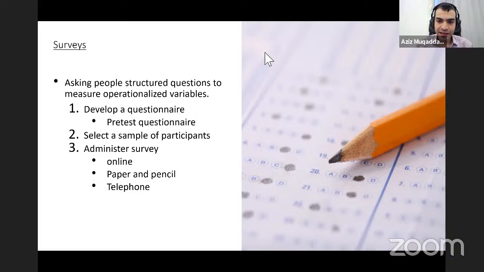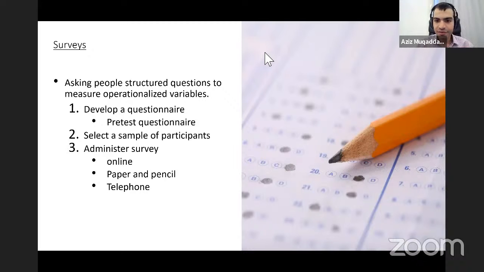So you develop a questionnaire, and you pre-test it to see if everything is structured correctly, grammar-wise, writing-wise, and order-wise. And you select a sample of participants. If you recall, we did a whole course on random versus non-random sampling, probability sampling, and which type of sampling would give you something more representative of the population. And then you administer the survey, i.e.